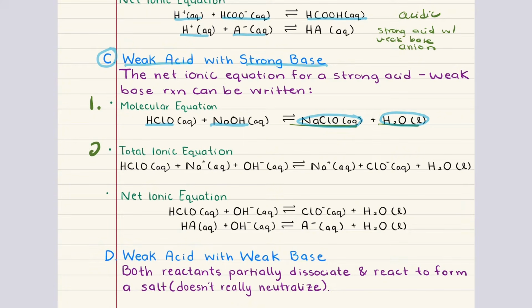In the total ionic equation, the strong base splits to sodium and hydroxide, while the weak acid remains as is. Sodium is going to cancel on both sides since it's a spectator ion. So the form of the net ionic equation is HA, our weak acid, plus hydroxide ions. Those react to give us the conjugate base, A with a -1 charge, plus water. And the solution here is going to lean basic.